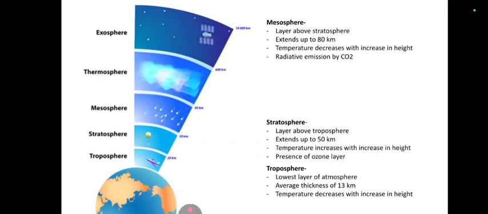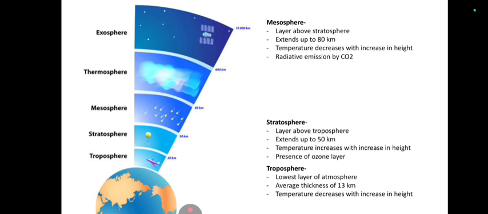The next atmospheric layer is called as mesosphere. It extends from 50 kilometers to 80 kilometers above the surface of the Earth. Here we find that the temperature once again starts to decrease with increase in height, because there are fewer air molecules to absorb the incoming solar radiation. However, this layer does contain carbon dioxide molecules.